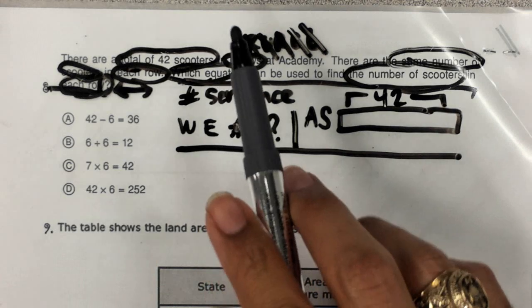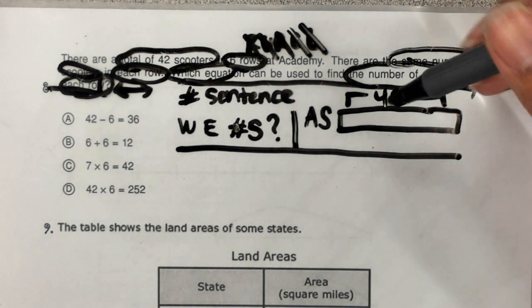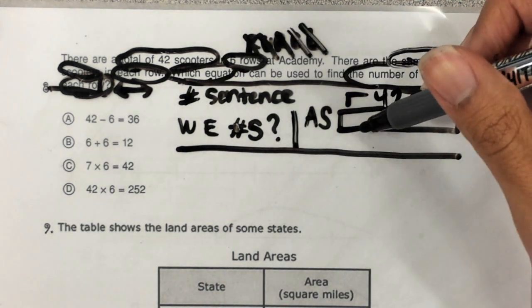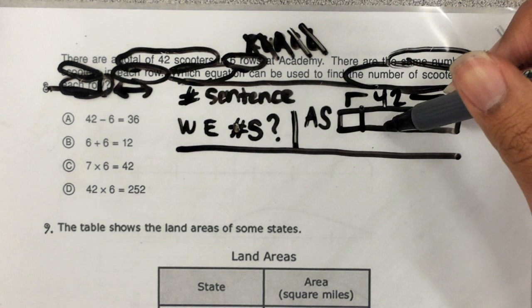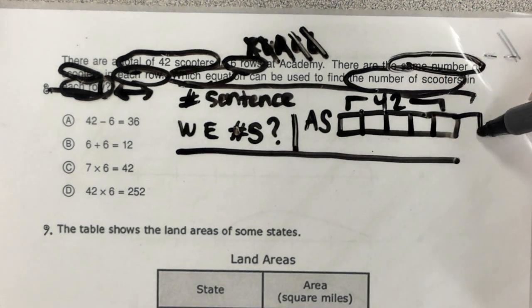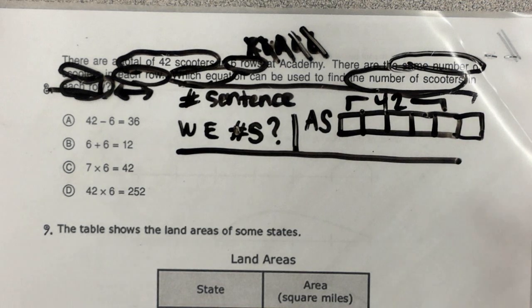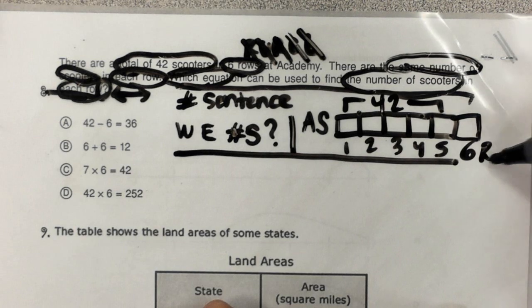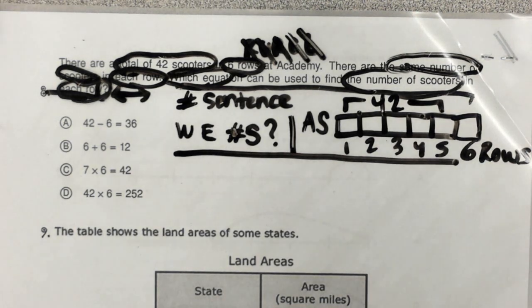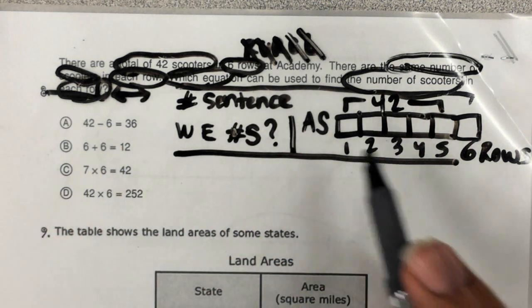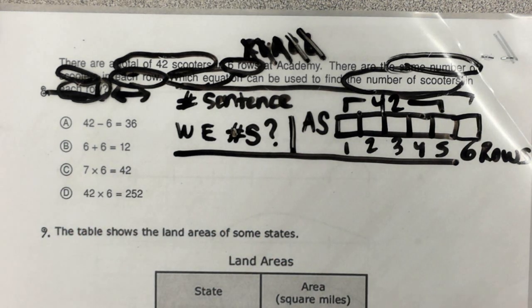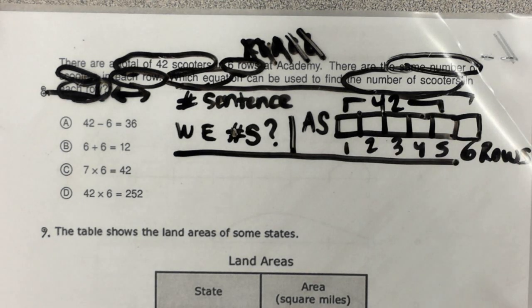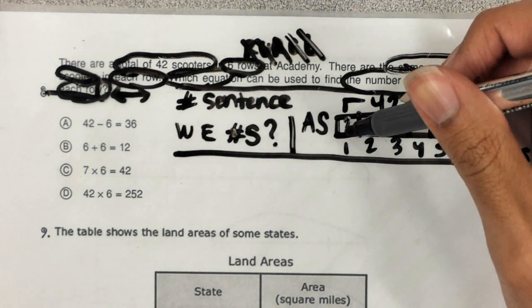I know that the scooters go in 6 rows. So I'm going to make each group be a row. I'm going to make 6 groups because there are 6 rows. That's our first row. 1, 2, 3, 4, 5, 6 rows. And I know that there are the same number of scooters in each row. But right now, I don't know what the same number of scooters in each row is. So I'm going to put a question mark.